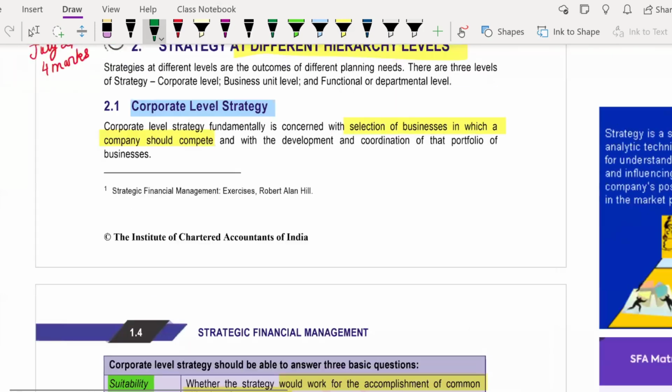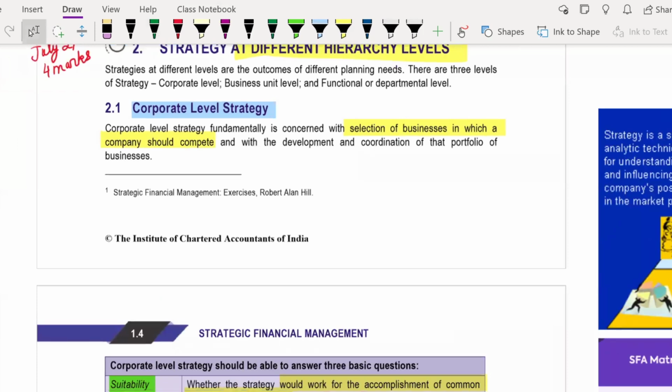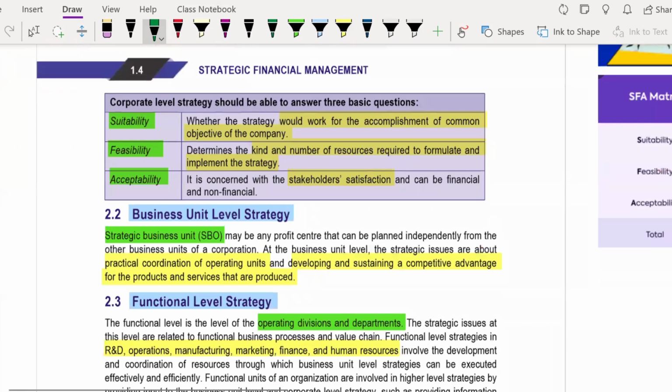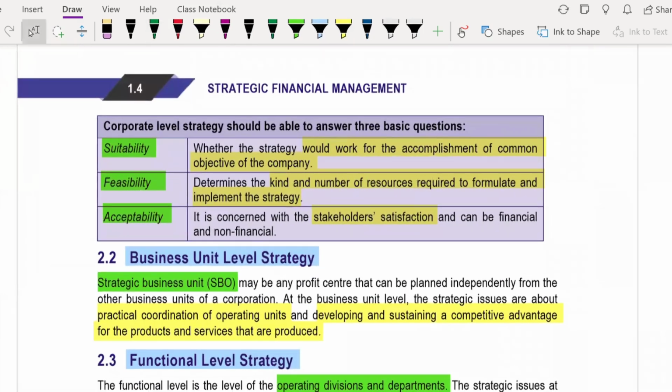Okay, so if you see here, corporate level strategy is the selection of businesses in which a company should compete. Whenever you are making a corporate level strategy, you should be able to answer these 3 basic questions. This will be known as your SFA. First is suitability.